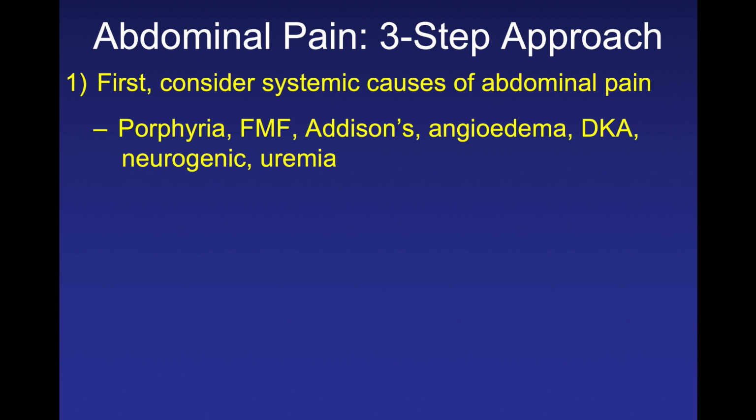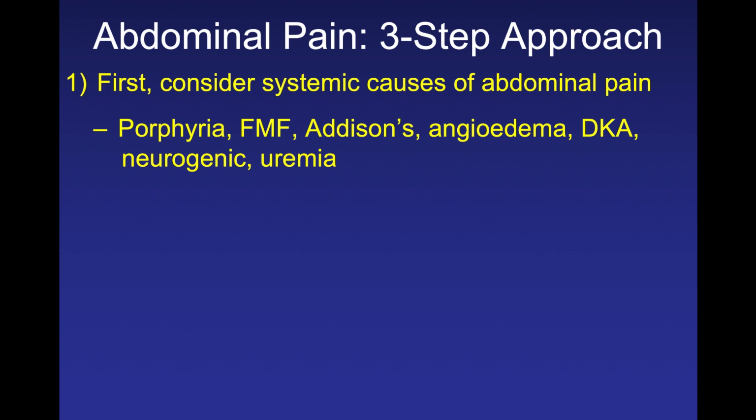So when you think about a person with abdominal pain, you should ask, are there other systemic causes that may be driving this pain? For example, if the patient has strangely colored urine and has abdominal pain, maybe they have porphyria. If they hail from the Mediterranean area and their family has a history of recurrent abdominal pain crises, could they have familial Mediterranean fever, and do they need further testing for that?